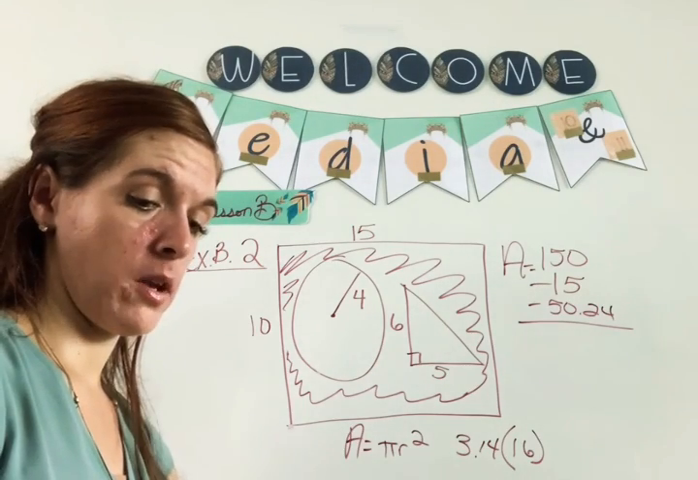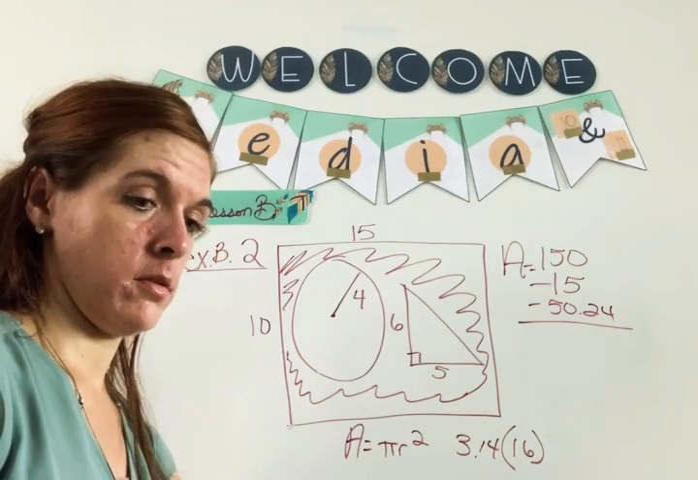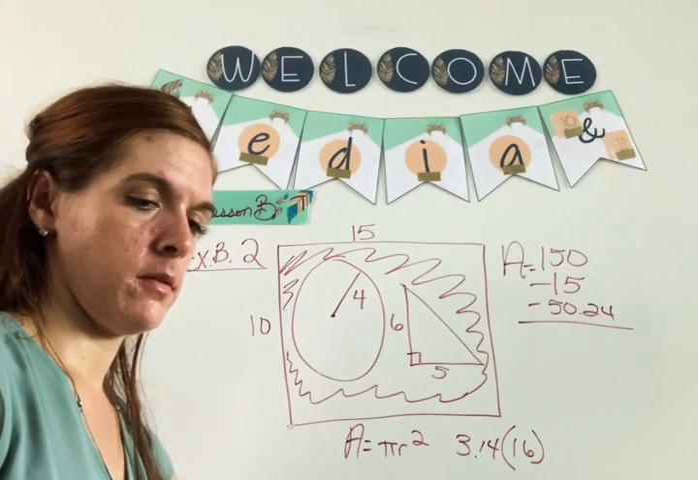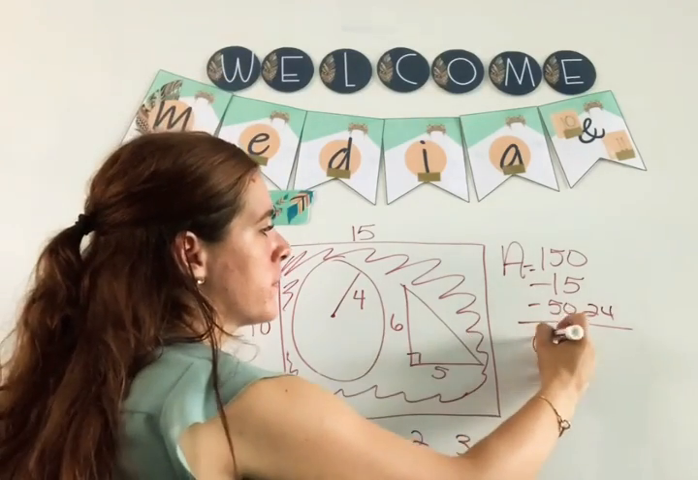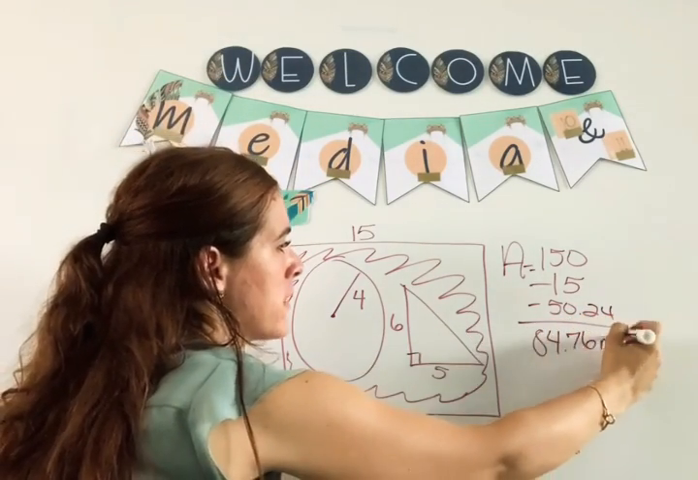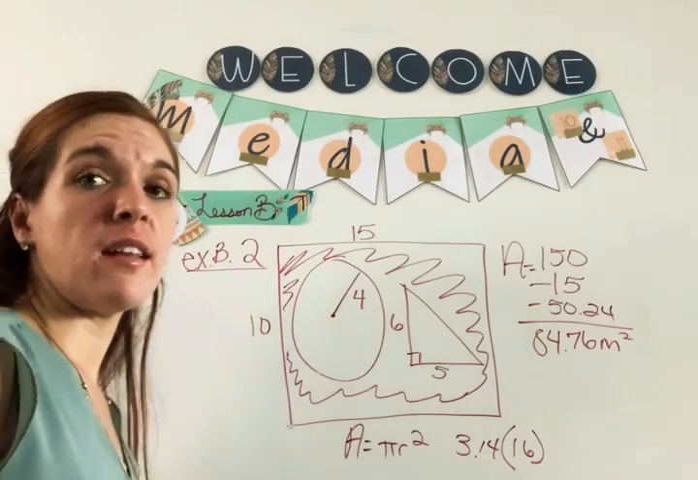Or that Michelle's good can't put it in her calculator. 84.76. Woo, that's the answer. Okay, so that one's actually a little bit easier than the first one.